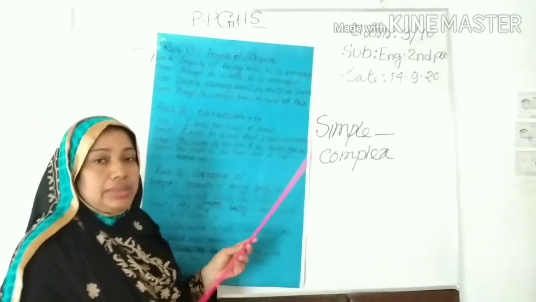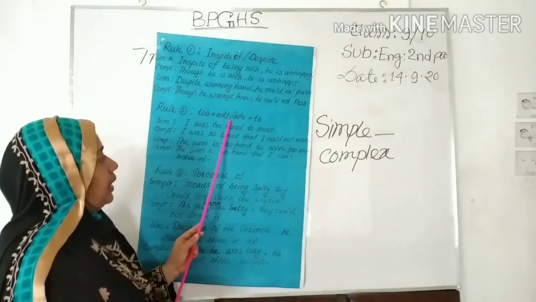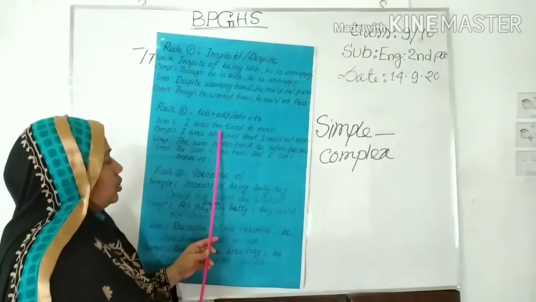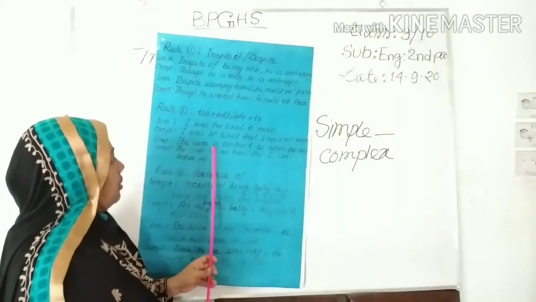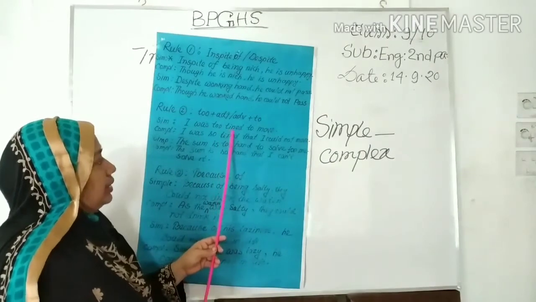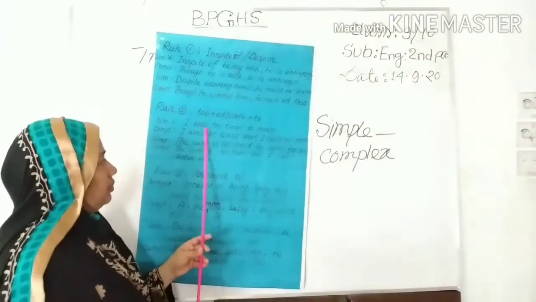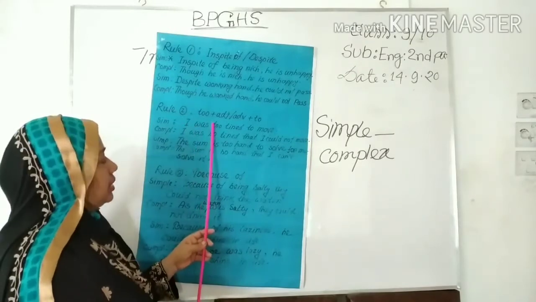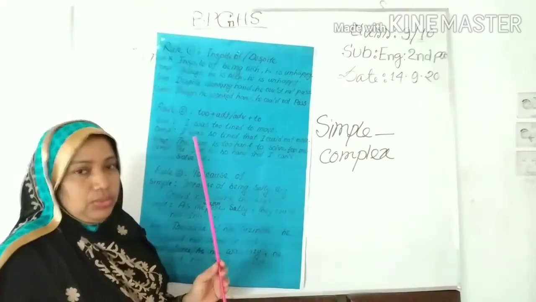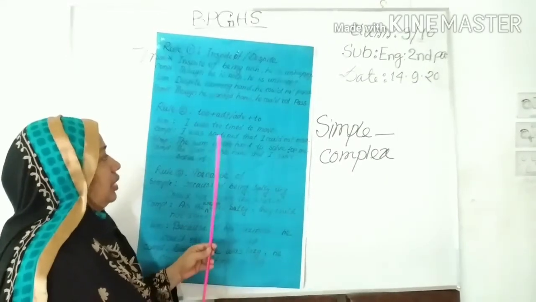Okay, now come to the second rule. Rule 2, it's the construction of too plus adjective or verb plus too. Yes, you have seen this type of sentences everywhere. I was too tired to move. The sum is too hard for me to solve. This structure says that it's a simple sentence. I was too tired to move. Because here is only one finite verb and one subject. So it's a simple sentence. So what will you do? If you get this type of simple sentence, will the past formula apply here? No. Here we have to think in another way.